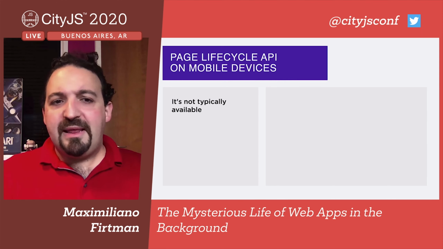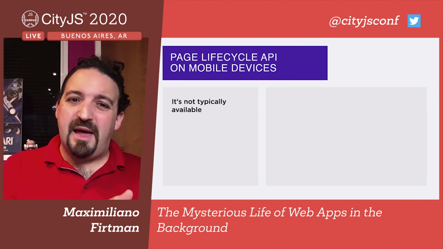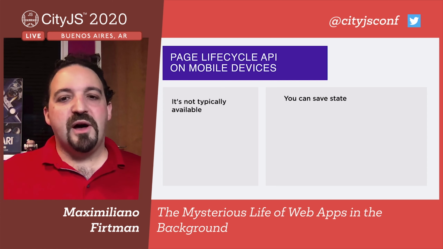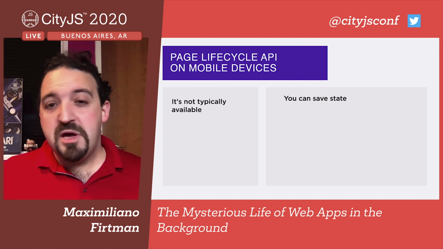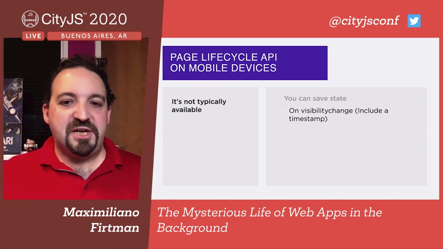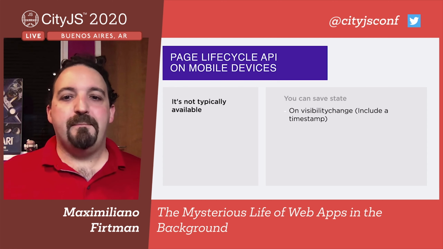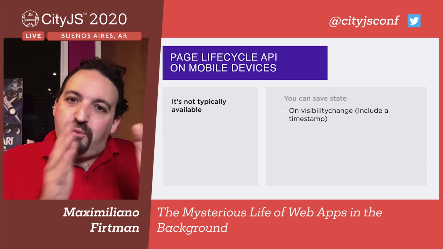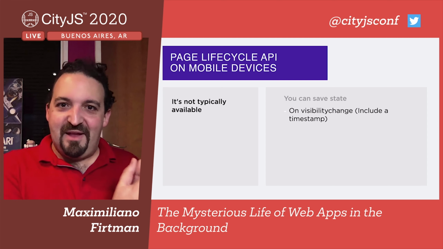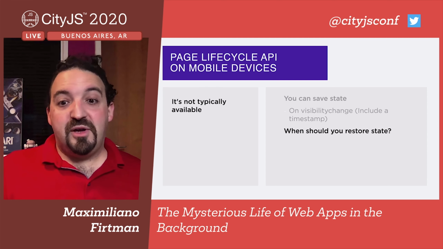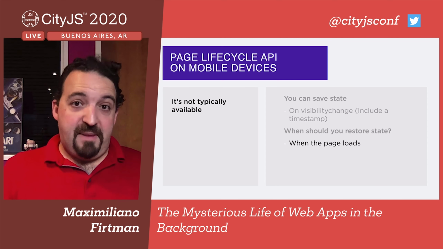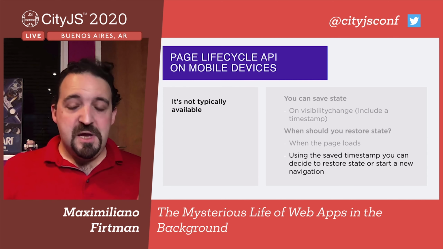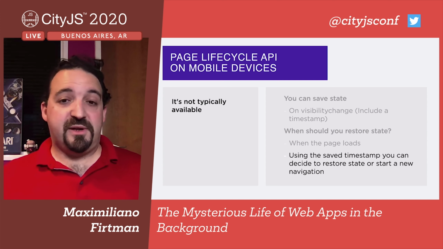So on mobile devices today, to be honest, this Page Lifecycle API, so freeze and resume, it's typically not available. So if you want to be multi-platform, you can save the state on visibility change. That's available everywhere. And you can include a timestamp in local storage, for example, at which moment the user went to the background. Then you restore the state when the page loads, and using the saved timestamp, you can decide if you want to restore the state or if you want to start a new navigation.